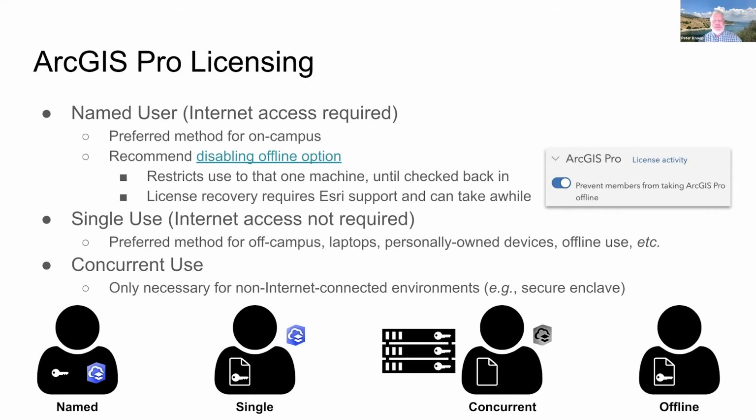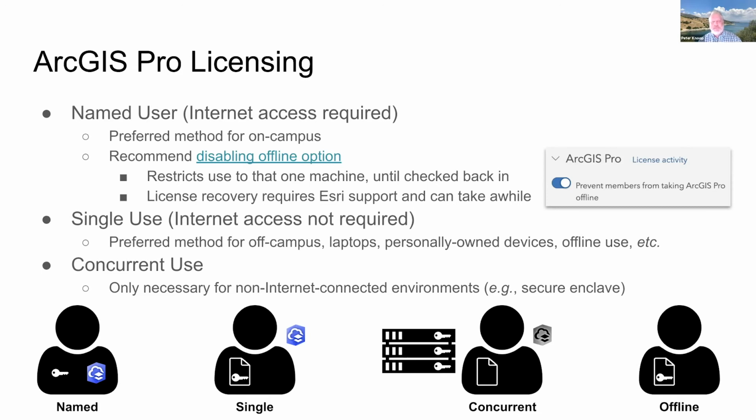We do also recommend you disable the offline option that lets people check their named user license out onto their laptop or something else to use offline, partly because once you've done that, you're restricted to that one machine until it's checked back in. And I'm sure I'm not the only one who has stories of faculty members checking it out onto their laptop or a student or something, and then leaving the laptop at home, getting into their office, sitting in front of the computer, and suddenly they can't use ArcGIS Pro. Or maybe they checked it out onto a loaner laptop or into a virtual machine, which they no longer have access to. And then that requires contacting Esri support, and it can take a while to get the license reactivated.